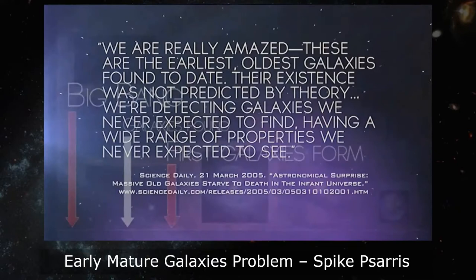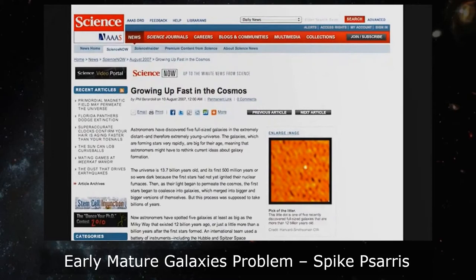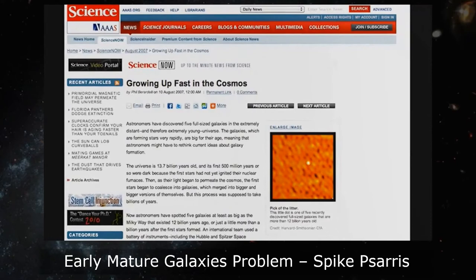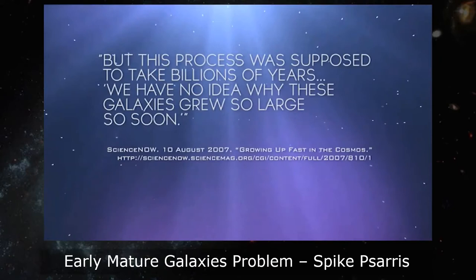Then the mature galaxy problem got worse again, with the discovery of 5 large galaxies that the Big Bang says shouldn't be there. According to the secular interpretation, we're seeing them as they were just 1.7 billion years after the Big Bang. The report in Science talked about evolutionary models for star formation and complained, "But this process was supposed to take billions of years." It quoted one of the astrophysicists on the team who said, "We have no idea why these galaxies grew so large so soon."